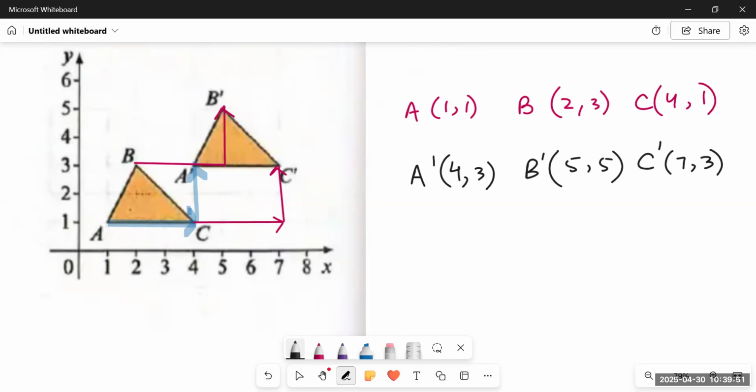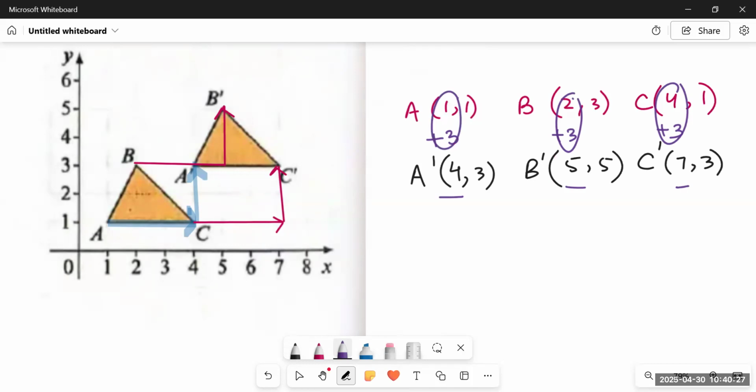given point. Now, since the translation is 3 squares to the right and 2 squares up, this translation would involve this. We will simply add 3 to each of these x coordinates, plus 3, plus 3, plus 3. 1 plus 3 is 4, 2 plus 3 is 5, 4 plus 3 is 7. You see? This is how easily we can find the coordinates of a translated shape.